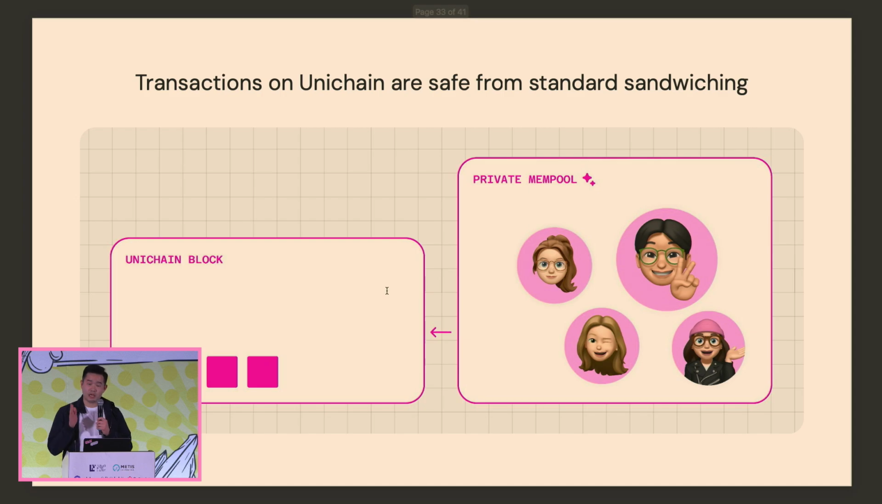In Unichain, because we're using a single sequencer architecture while still maintaining the vast majority of security guarantees that users get on Ethereum L1, we're able to get rid of the public mempool, keep transactions private, and make sure that transactions on Unichain are safe from standard sandwiching.